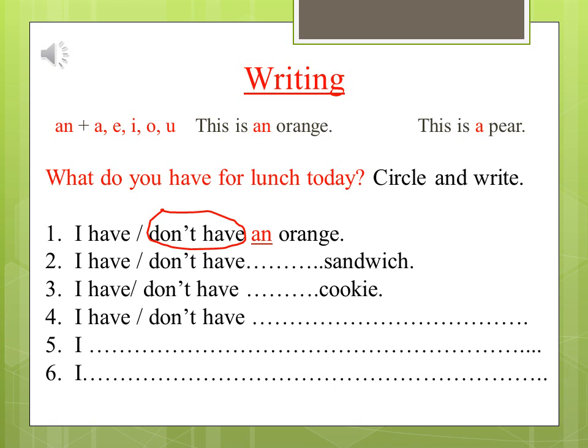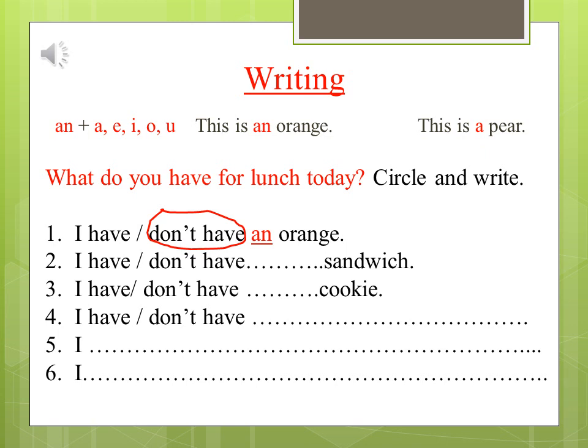This is an orange. Chúng ta dùng an trước từ orange vì orange bắt đầu bằng nguyên âm O. Các con nhìn ví dụ thứ hai. This is a pear. Chúng ta dùng a trước từ pear bởi vì pear bắt đầu bằng một phụ âm. What do you have for lunch today? Hôm nay bạn ăn trưa với món gì? I have a sandwich, a banana, and a drink.